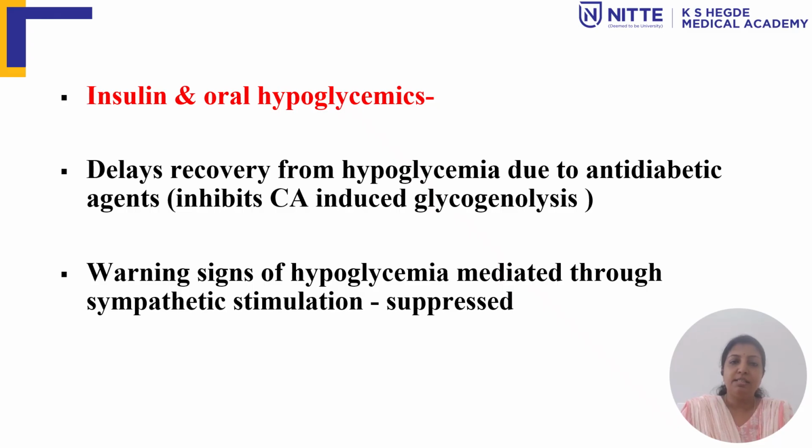Another reason is that when there is hypoglycemia, there is sympathetic stimulation which produces the warning signs of hypoglycemia like tremors, sweating, etc. So all the warning signs of hypoglycemia will be suppressed because all the beta receptors are blocked by propranolol. So you should be very cautious while giving propranolol with insulin and other oral hypoglycemic drugs. But in clinical practice, cardioselective beta blockers, that is, beta 1 selective beta blockers may be used safely in most of the patients with type 2 diabetes mellitus.